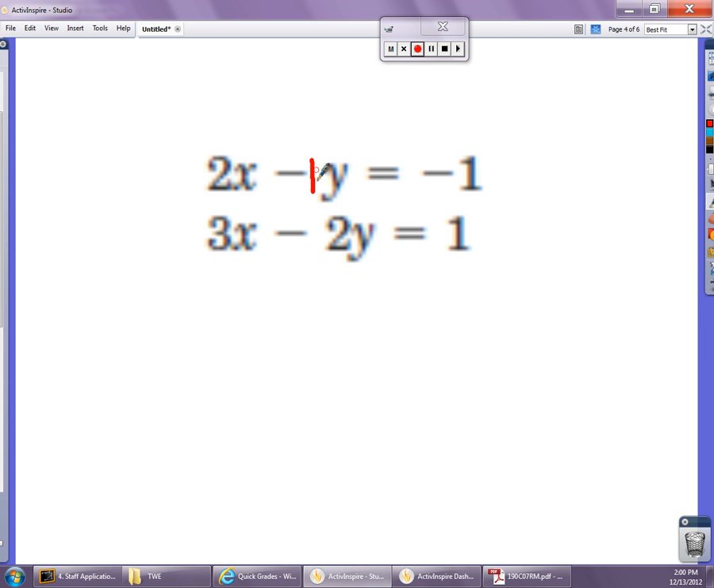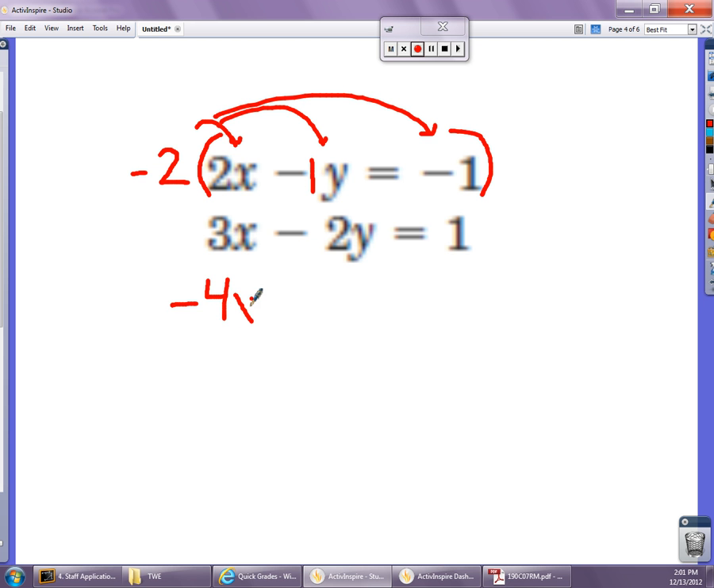Instead of being negative 1, I want this one to say positive 2. There's an easy way to get that. If I multiply this entire equation by negative 2, remember you have to multiply every single thing by that negative 2, and I rewrite the equation. I didn't actually change the equation, I just made it look different. What I have is opposites.